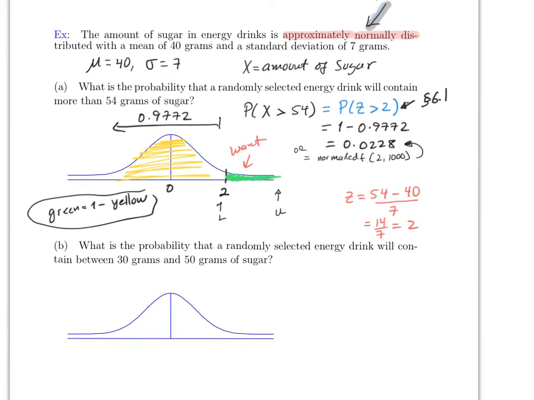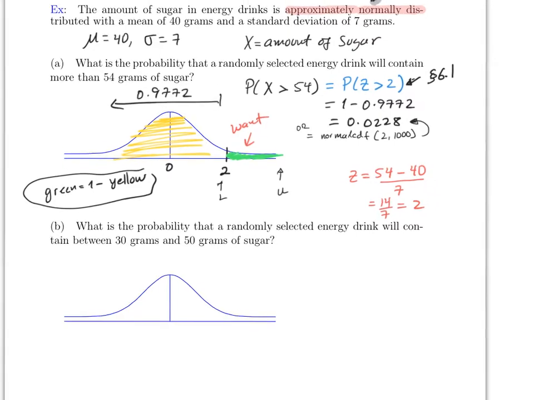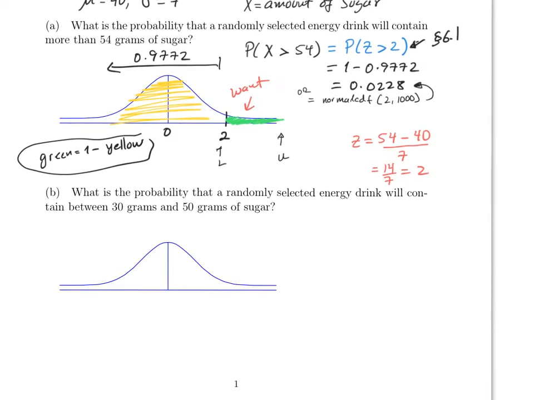All right, you didn't get that one. Here's a chance to redeem your sins. Using the same information, now the question is asking what is the probability that the amount of sugar is between 30 and 50. So now you have to find the z-score for two values, for 30 and for 50.